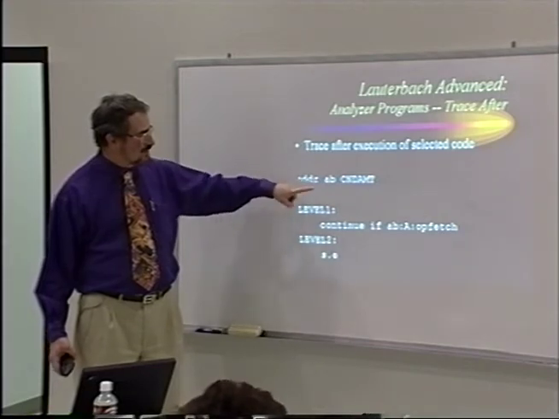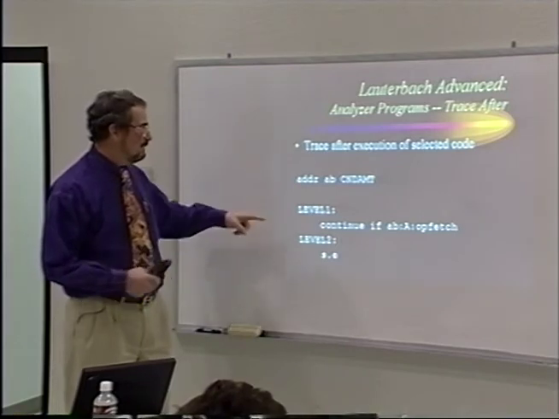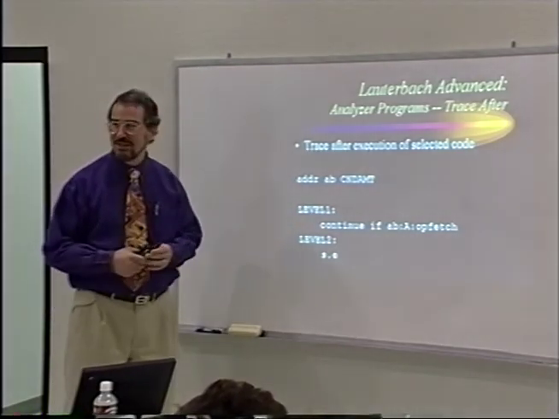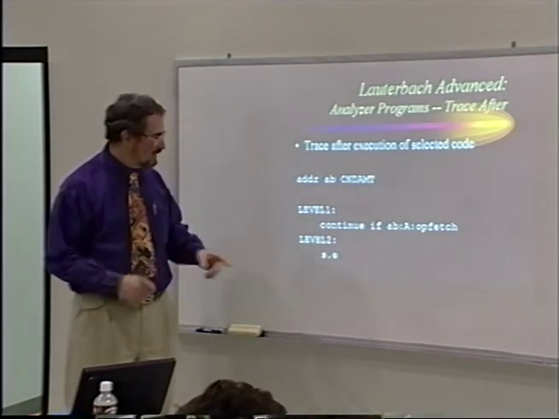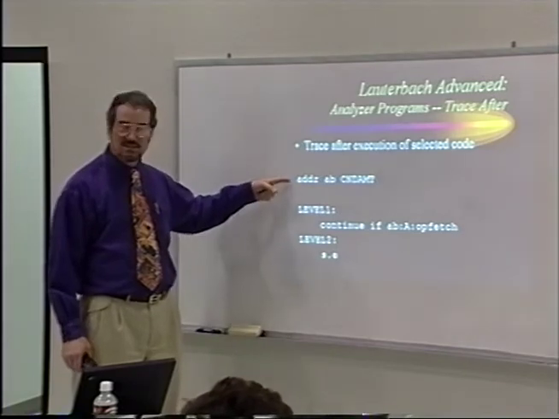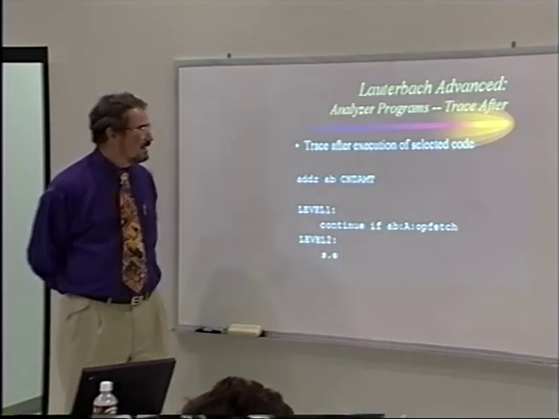As soon as we get to this location, C&D amount, at level 1, we want to continue if we get to that location in code, and that turns on the analyzer. So as soon as we start executing C&D amount, we'll turn on the analyzer and record where we go from there.